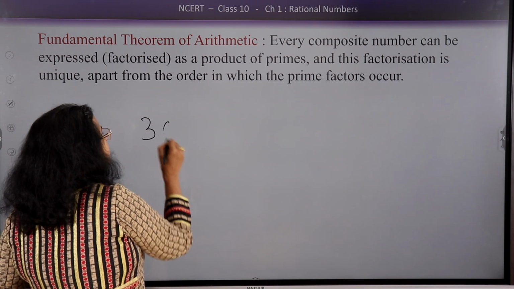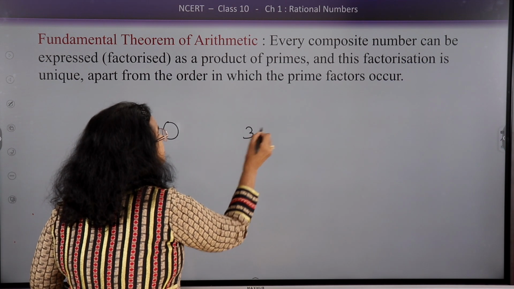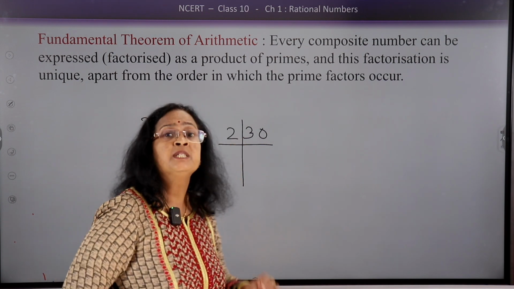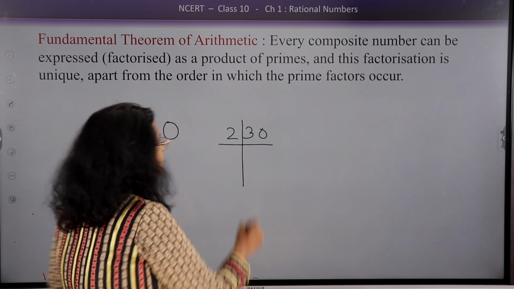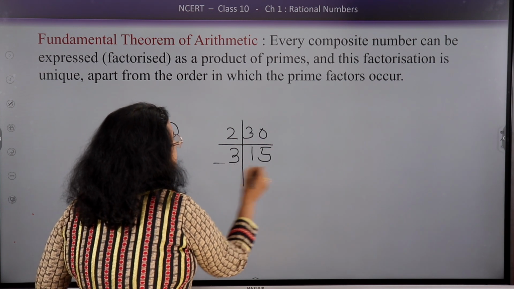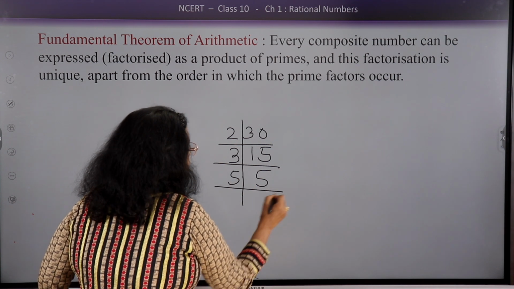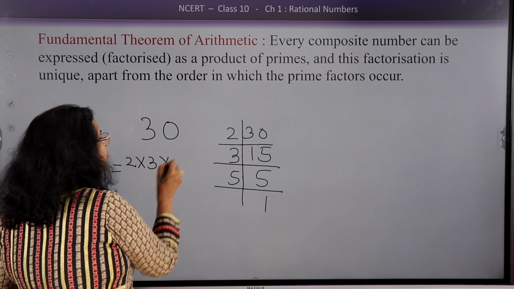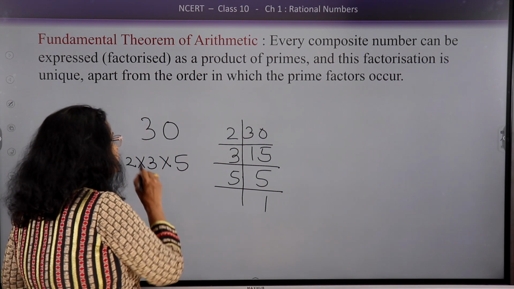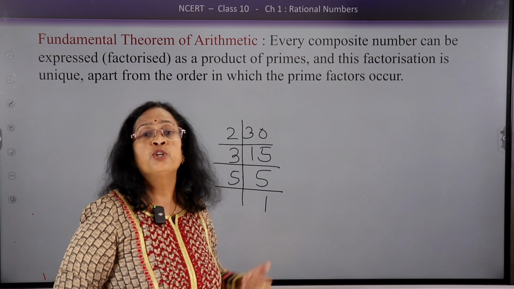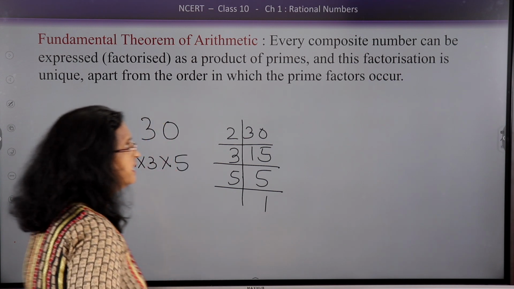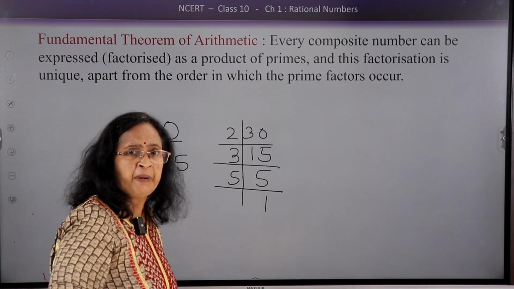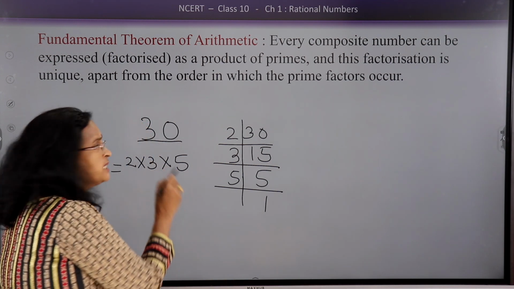Suppose I have a number 30. Now, how do you find the factors? A simple short division method. What is that? You always start from the smallest prime number. We get 15. 15 is divisible by 3. Then 5, and then 1. So 30 can be expressed as 2 into 3 into 5. Now as we can see, 2, 3, 5 are prime numbers. So this is the fundamental theorem of arithmetic, which says that 30 is a composite number, and it can be factorized or expressed as a product of primes, that is prime numbers.